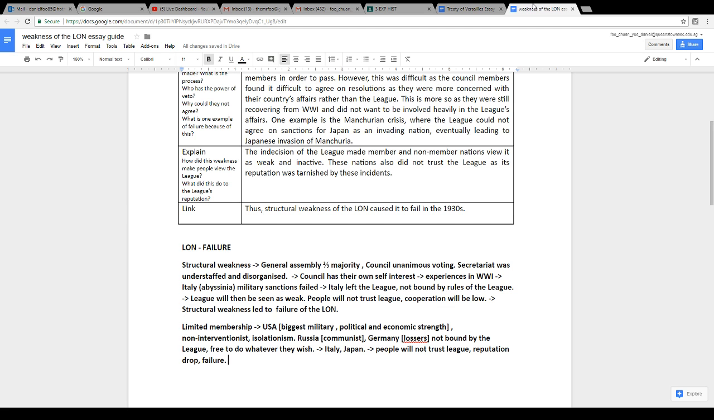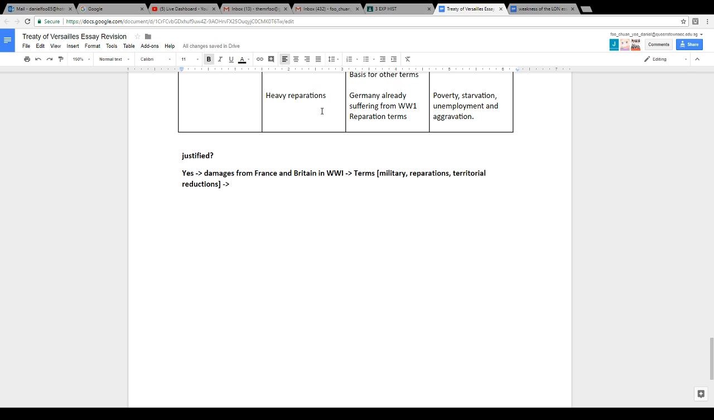Yes, so write these two things. After that, you go on to what is the objective when you are giving them the terms. Terms of military, terms of reparations, terms of reductions. What is your objective? Your objective is to ensure that there is peace. How can you ensure peace? By making sure that Germany will not be able to rise again and start another war. So in this case, your treaty is thus justified. Okay.